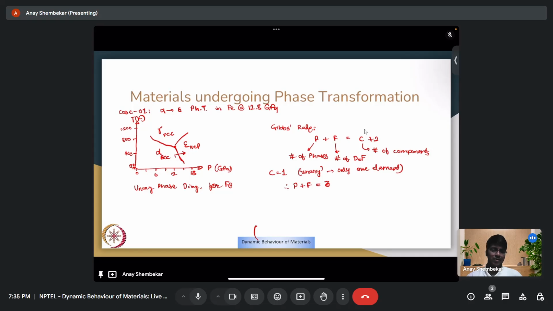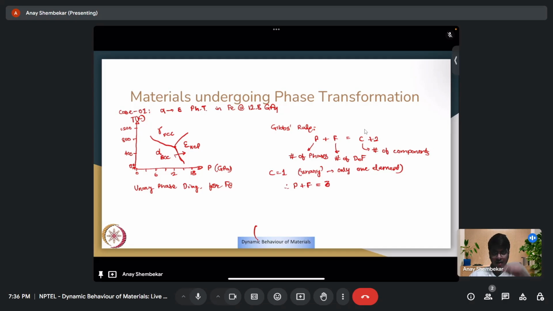Now coming to the phase boundary which exists between two phases, suppose alpha to epsilon, you can see it's a curve. So on that line in the unary phase diagram, your number of phases becomes 2. So P becomes 2, P plus F is 3, which means F is 1. There is only 1 degree of freedom. So, provided you are looking at the alpha epsilon phase boundary, which has two phases, you can only fix 1 degree of freedom. So, if you fix pressure, temperature becomes automatically fixed, and vice versa.